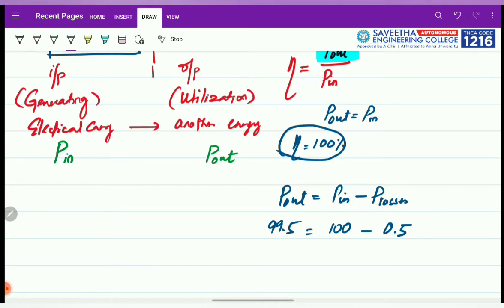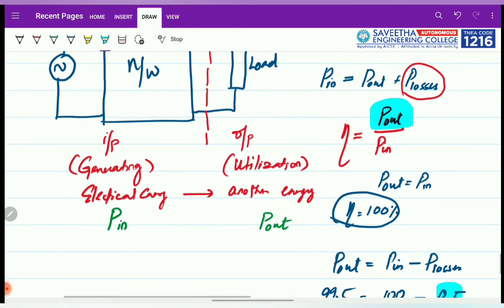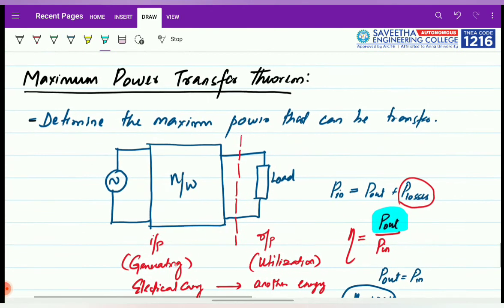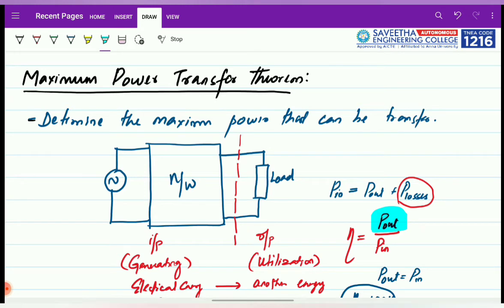So this is the reason why I should always keep the losses very small. It always deals with power getting transferred. So for the maximum power to be transferred, we should have less loss. Now, the maximum power transfer theorem helps us to design a circuit which can transfer the maximum power. There is a certain condition.